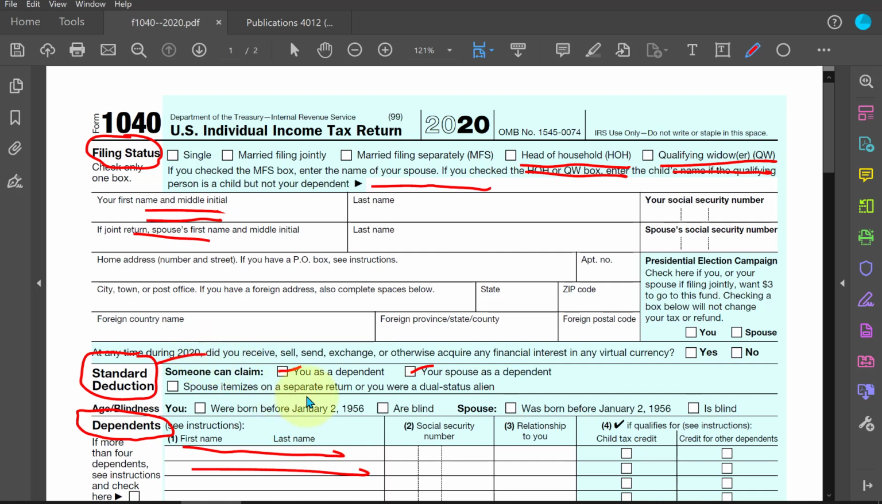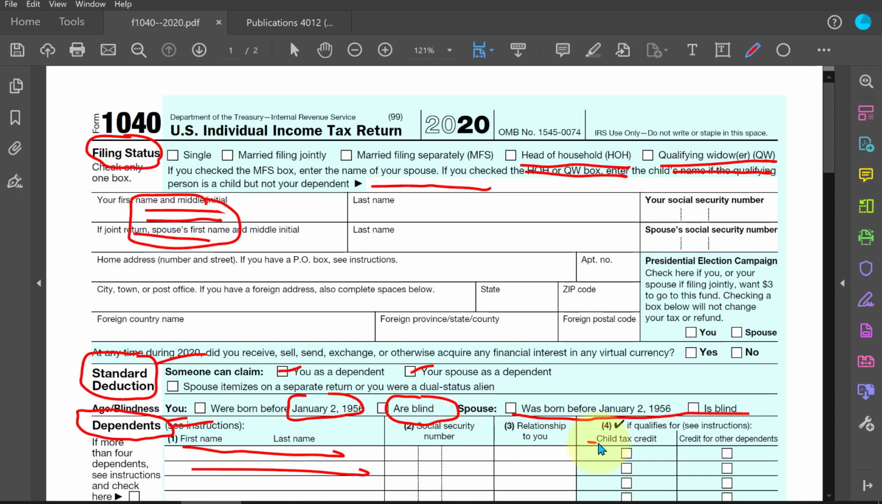Also, if you were born before this date or are legally blind or file a joint return, and again, your spouse is over age 65 or legally blind, we had learned that the standard deduction is increased for an additional amount. Now, if your dependent is blind or over age 65, you, again, the taxpayer, don't get any additional standard deduction for that.